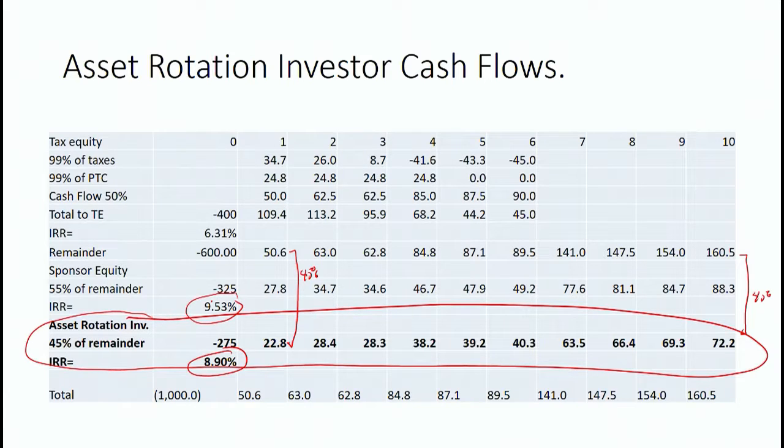Now, if we think about who gets paid first, the first ones that get paid are the tax equity investors. Their IRR is about 6%. The next ones that get paid are the asset rotation investors. They get 8.9% as an IRR. And the equity sponsor winds up with 9.53% because they're sort of last in the chain of getting paid.